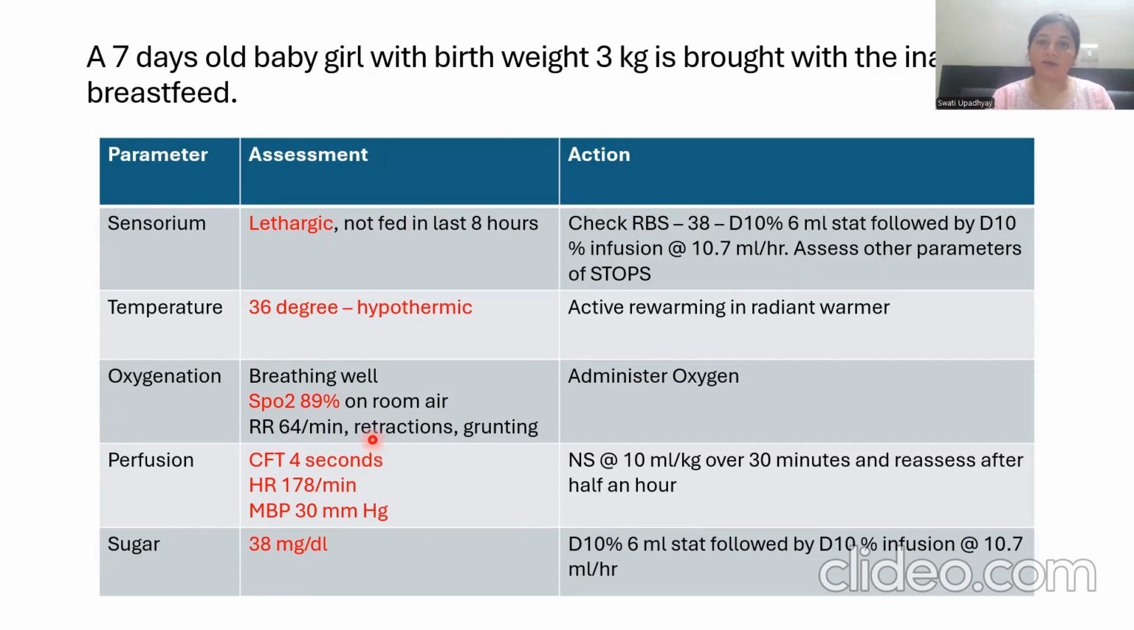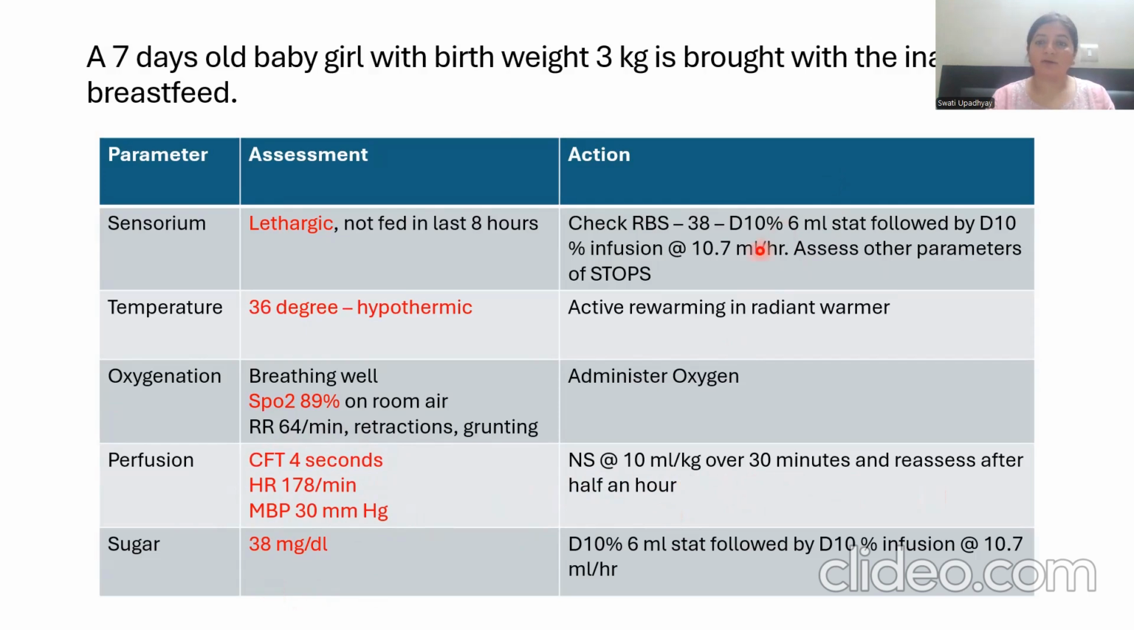Perfusion, CFT is 4 seconds. Heart rate 178 per minute. Mean blood pressure 30 mmHg. That means the perfusion is compromised, baby is having a prolonged CFT, there is tachycardia, blood pressure is low. What will be the action? Give normal saline at 10 ml per kg over 30 minutes, reassess after half an hour.